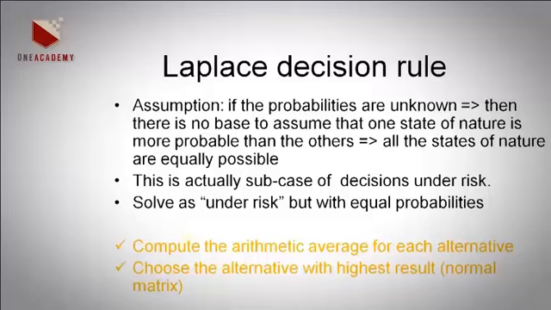So this is actually a very easy calculation from now on. We are going to have 1/6 probability of occurring for each state of nature in our case, and it is really a subcase of decisions under risk. We are going to calculate the expected value for each alternative and see which is the maximum, and since the probabilities are equal, what we're basically going to do is compute an arithmetic mean.